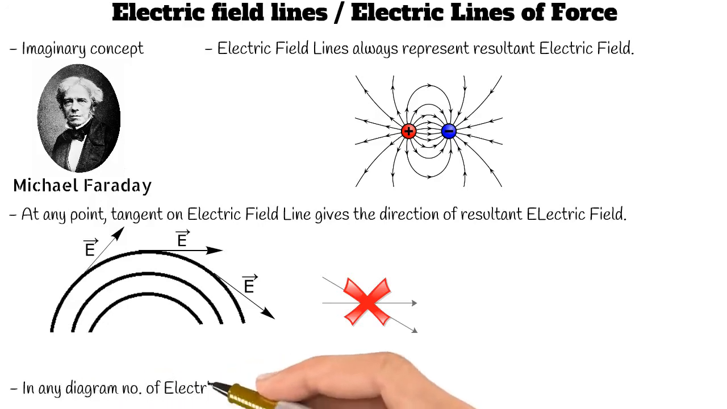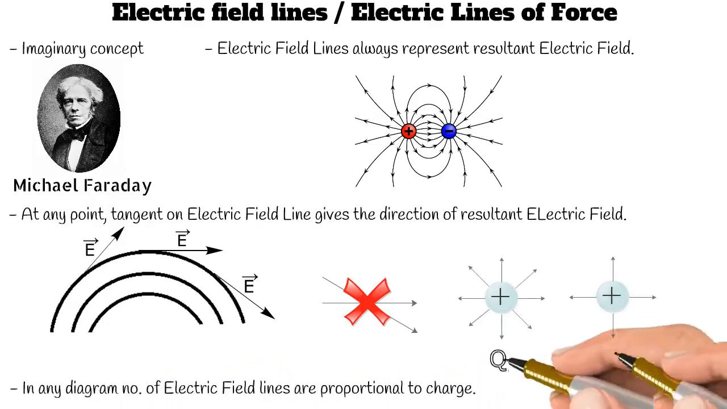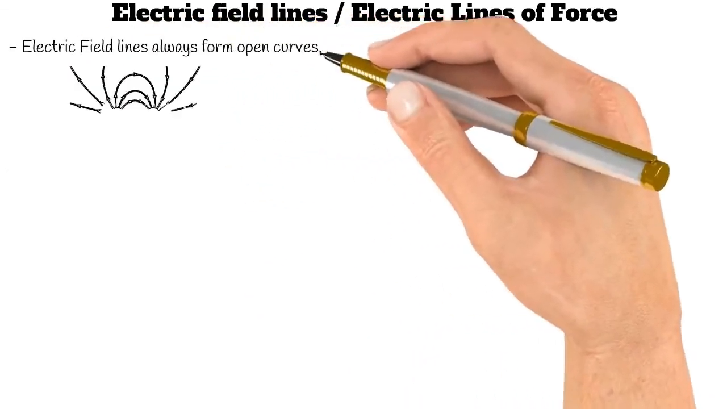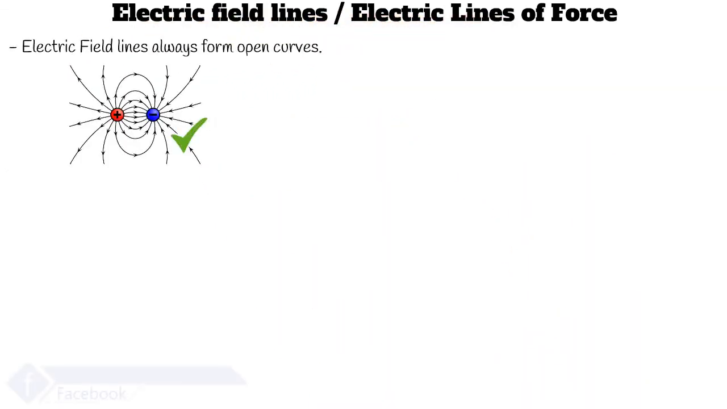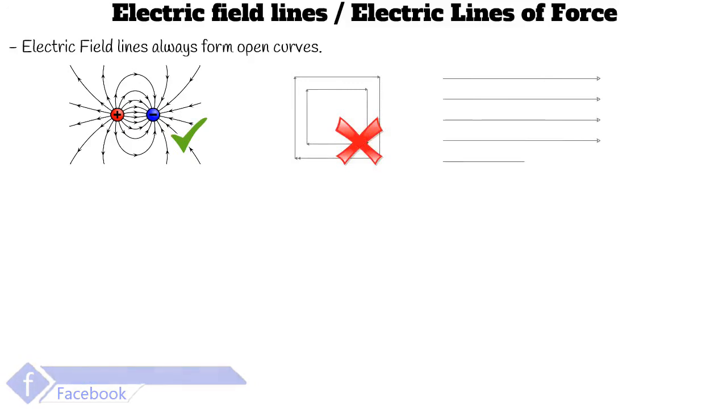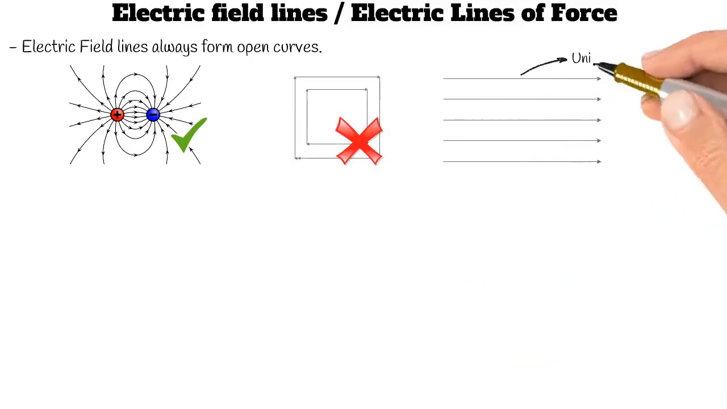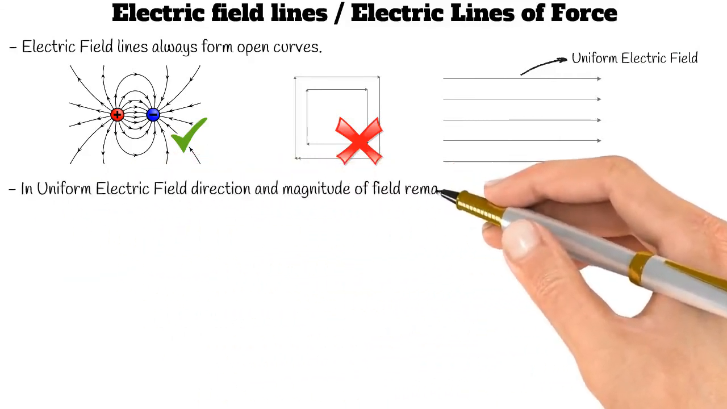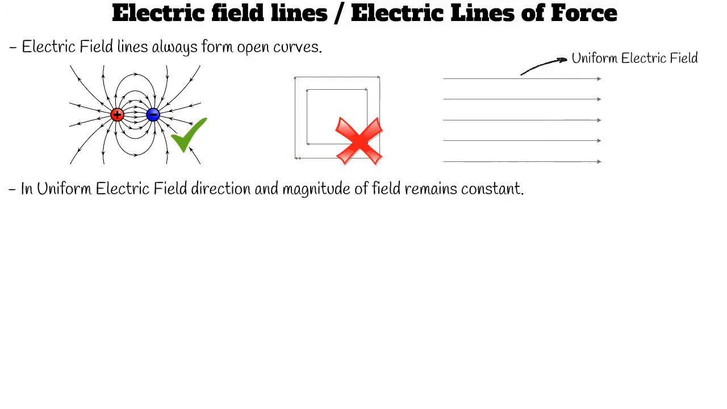In any diagram, number of electric field lines is proportional to charge. So here Q1 is greater than Q2. Electric field lines always form open curves. That means they cannot form a closed loop. They originate from positive charge and end in negative charge. Uniform electric field lines are represented by equally distant parallel lines. In uniform electric field, direction and magnitude of field remain constant.